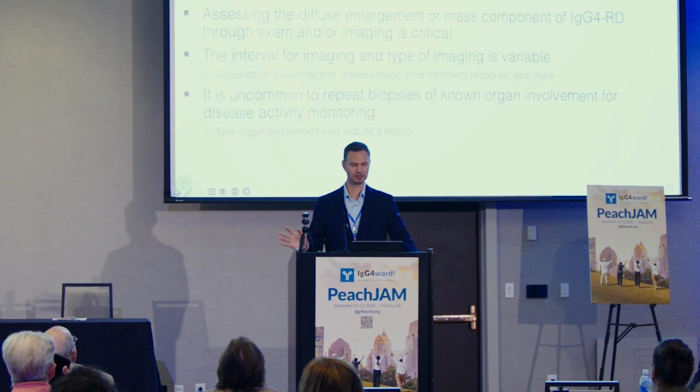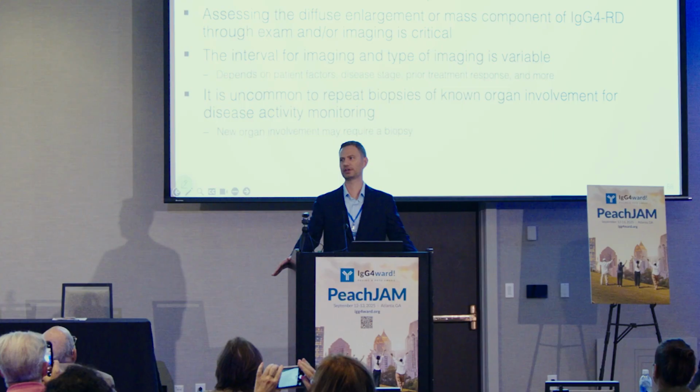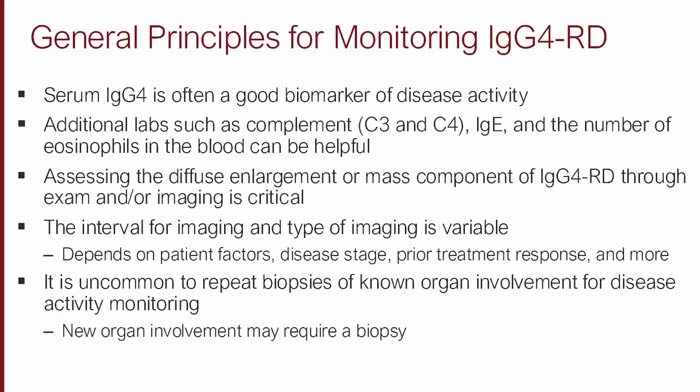This is my only slide with a lot of text, but I think these are important points. We've talked about serum IgG4. I'm going to show some examples of how we can use that. It generally is a good biomarker. John mentioned some of these other labs that we follow in the Q&A, things like complement and IgE, sometimes the eosinophils and the blood count. The important thing to remember is this is a disease that causes enlargement of organs, masses, or thickening of thin-walled structures or tubular structures in virtually every case.